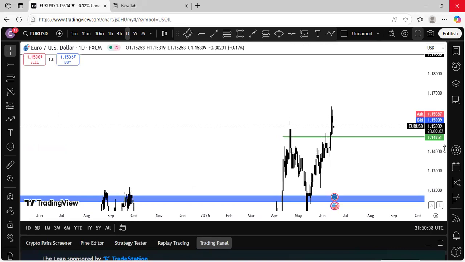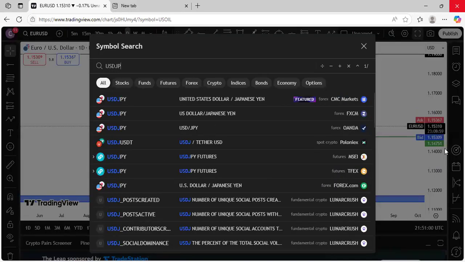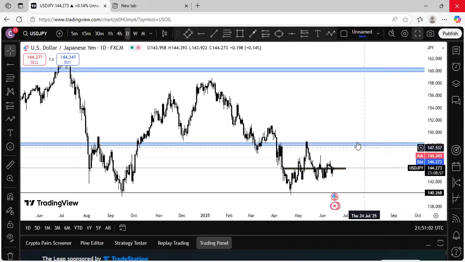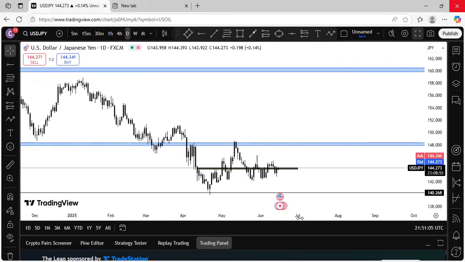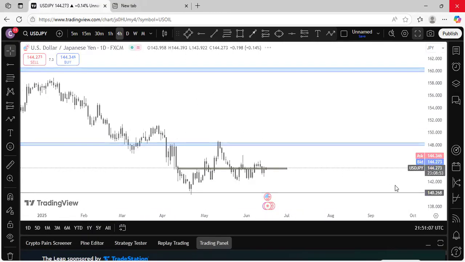Let's go back to the United States dollar against Japanese yen. Let's see if we've got a gap as well on that pair. Do we really have a gap? I don't think so.